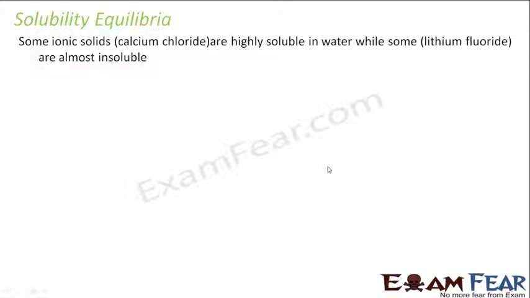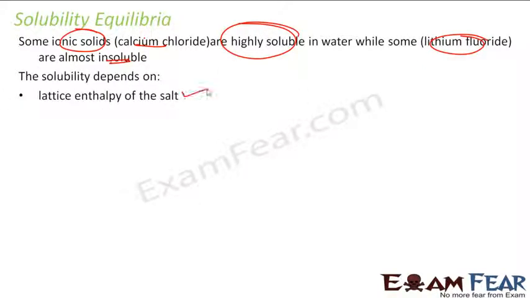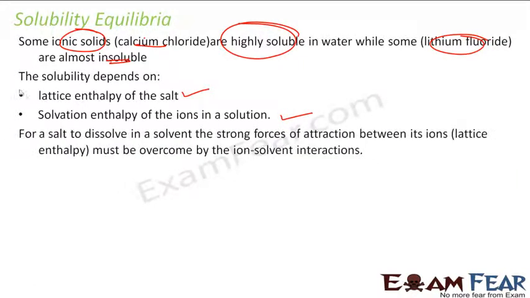Let's talk about a new topic called solubility equilibria. What is solubility equilibria? You must have observed that some ionic solids, like calcium chloride, are very much soluble in water, while some, for example lithium fluoride, are almost insoluble. What is the reason? Why are some ionic solids soluble and some not? The solubility depends on the lattice enthalpy of the salt and the solvation enthalpy of the ions in the solution. These are the two factors on which the solubility depends.